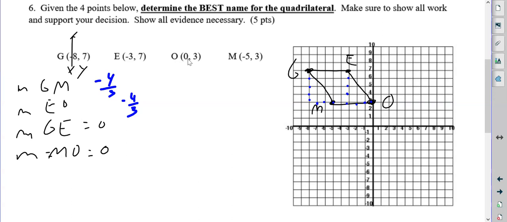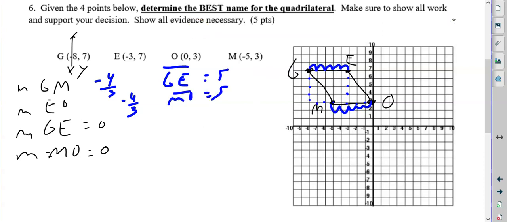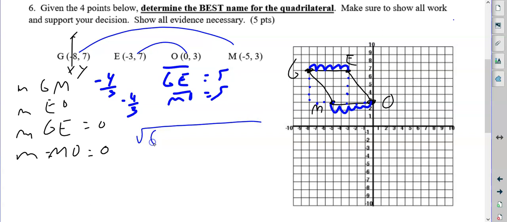Now, to prove whether or not it's a rhombus, we need to prove that the sides are the same. Okay? So from G to E, we count 1, 2, 3, 4, 5, and M to O, 1, 2, 3, 4, 5. So GE and MO are 5. So now we just need, if we do the distance formula between GM, these two, and EO, so square root, like so, and let's plug the numbers in.